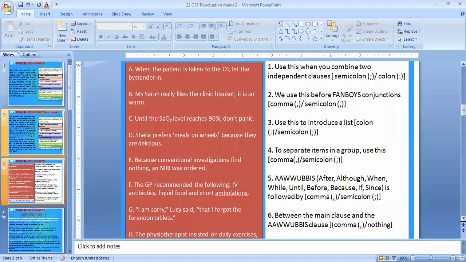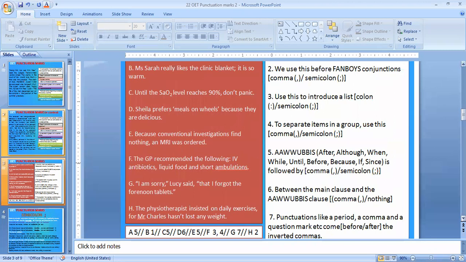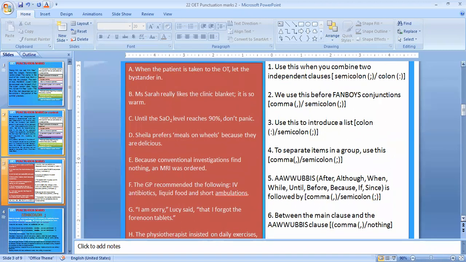Now you should tell me which punctuation rule is followed here out of the rules on the right side. Oh, not only 6, there are 7: 1, 2, 3, 4, 5, 6, 7. Rules are given on the right side. So one of the rules is used here in number A. What is that?